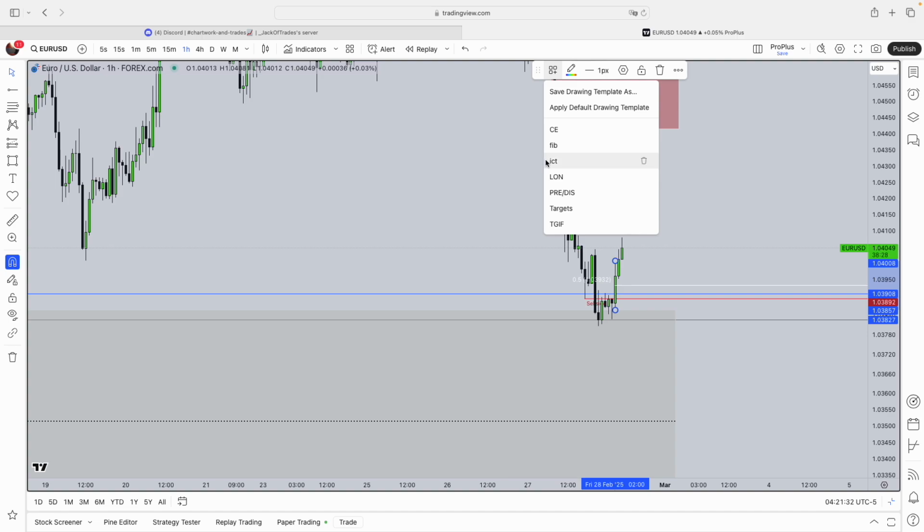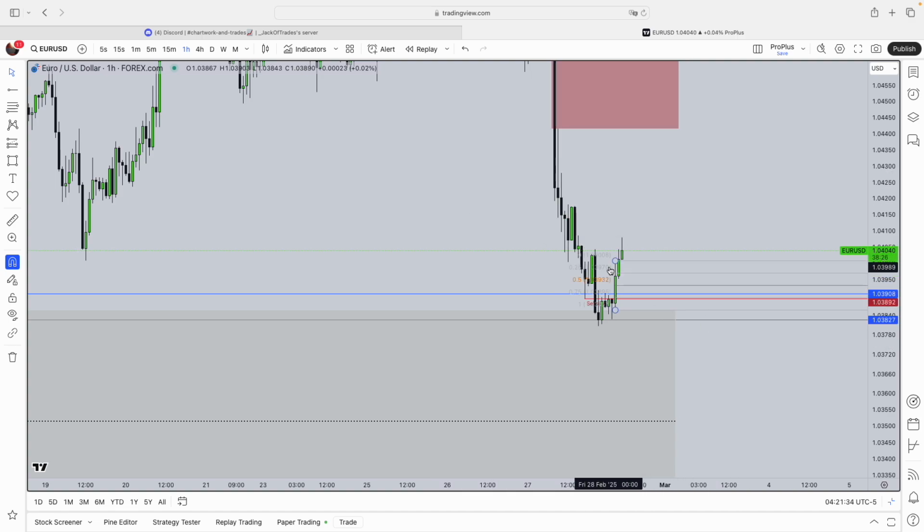Let's just double check, it might not be actually. No, it's not just yet. So you need like a closure. Well, for me personally, a closure above the 25%. So let's just have a look at this one.